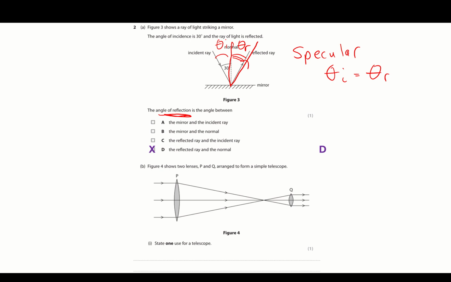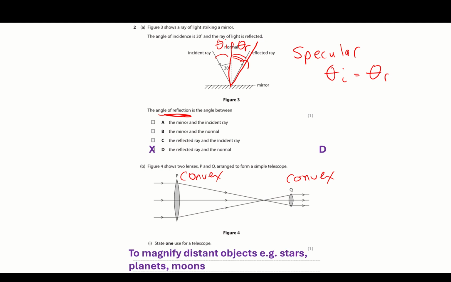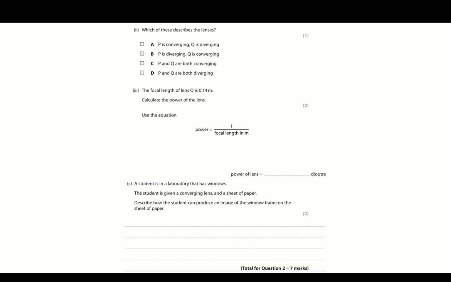Figure 4 shows 2 types of lenses. So I've got a convex lens there and then another convex lens here. And it says state one used for a telescope. Everyone knows it's for, say, magnifying far away things, making them bigger. So to magnify distant objects, for example, I want to see a star, a planet, a moon. So that's that. Which of these describes the lenses?